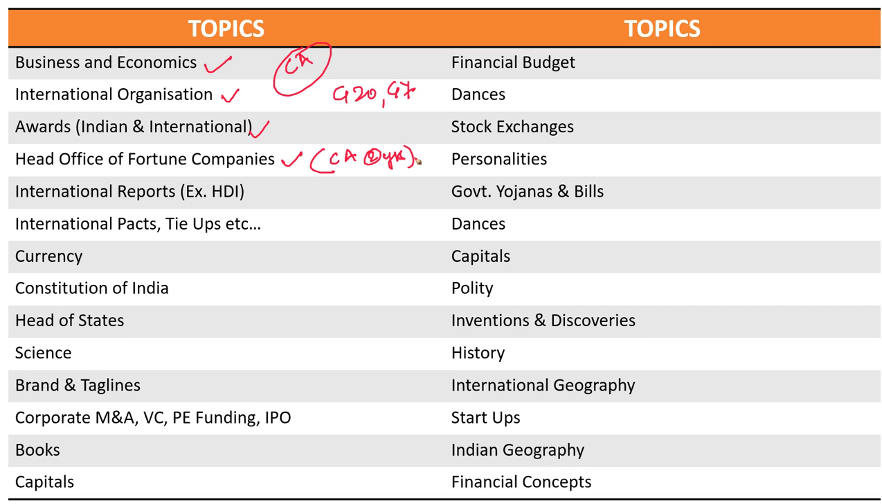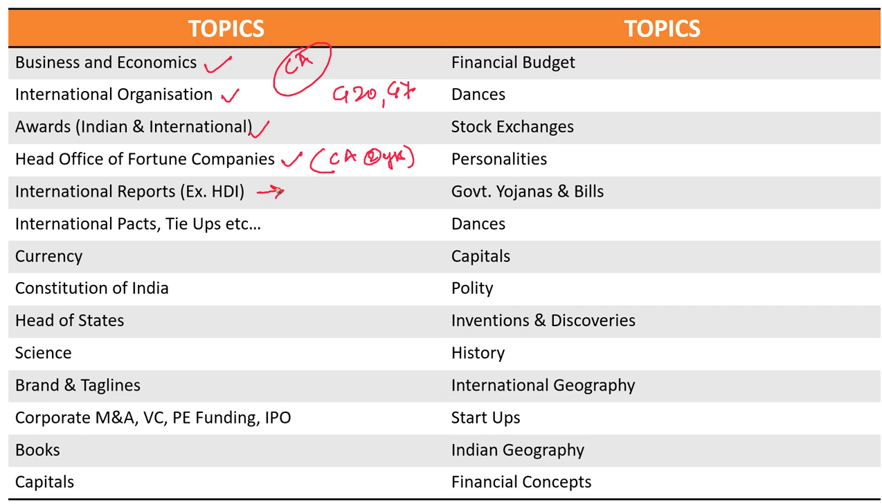So they may ask, where is the head office of Goldman Sachs, or which is the head office of, say, P&G, or HUL, something of that sort. Okay, so just keep that in mind. The other important category is international reports, like HDI reports, population reports, education reports. What is the ranking of India as far as the Human Development Index is concerned? What is the ranking of India as far as ease of doing business is concerned? This is something really important.